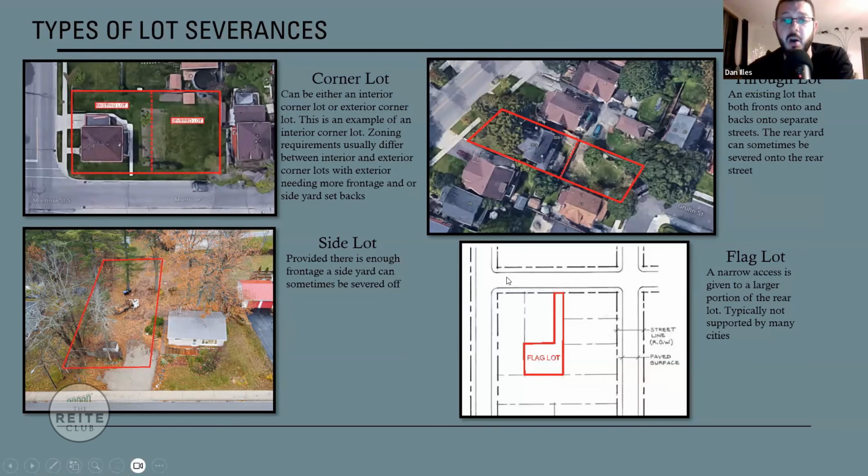And the last one is flag lots. These lots have a narrow access and a larger piece of land at the rear. Although these do exist, they're not typically supported. They come with challenges around fire, postal, and infrastructure. These do happen from time to time, but typically cities and municipalities won't support flag lots.